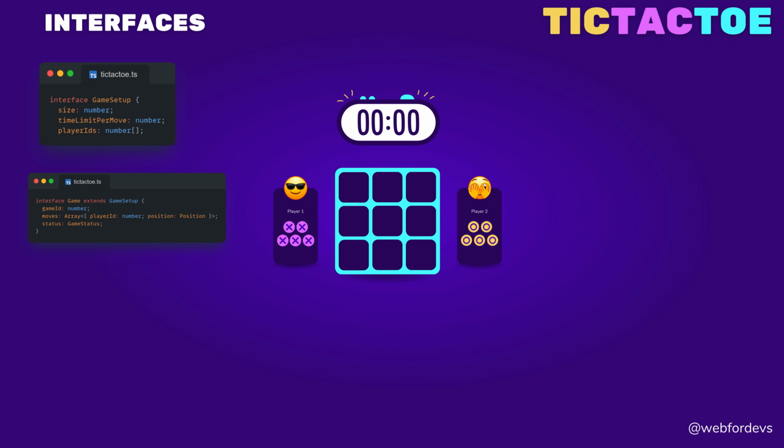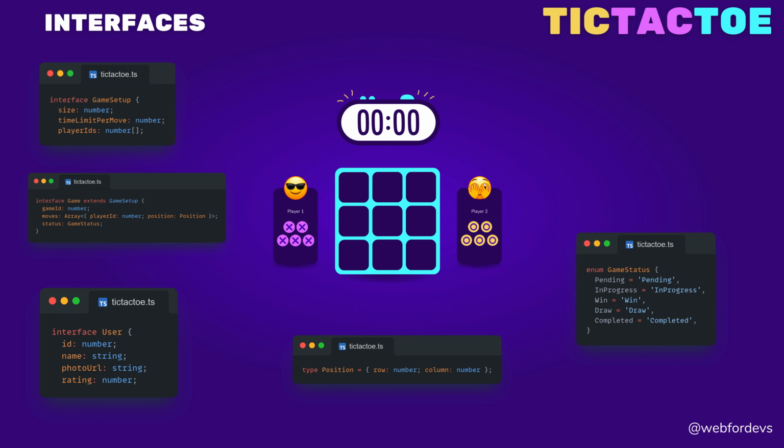Now let's talk about our users. Our user has ID, name, photo URL, and rating. Numerical rating representing the user's skill level will be used for matchmaking purposes. The next one is type position. Defines the position on the game board using a zero-based coordinate system, row and column. And our enums. The first one is game status. It can be pending, in progress, win, draw, completed. The last one is icon, enum containing identifiers for each icon a player can choose from.